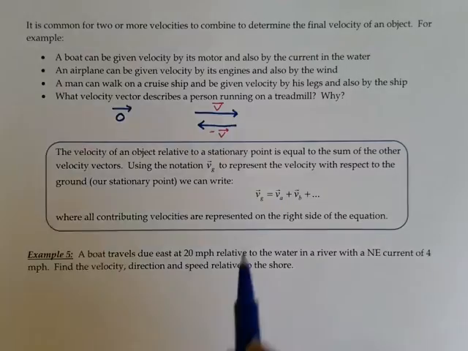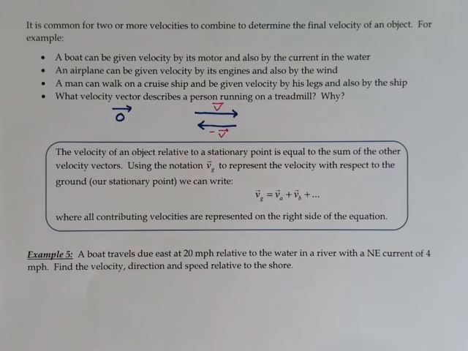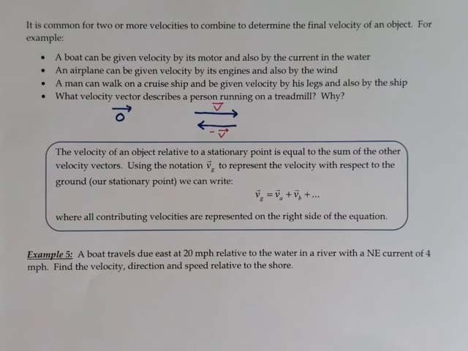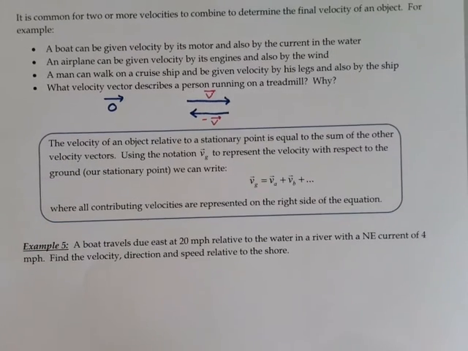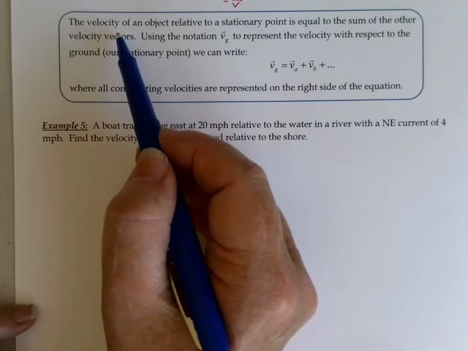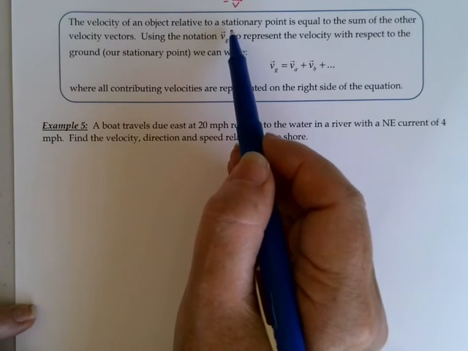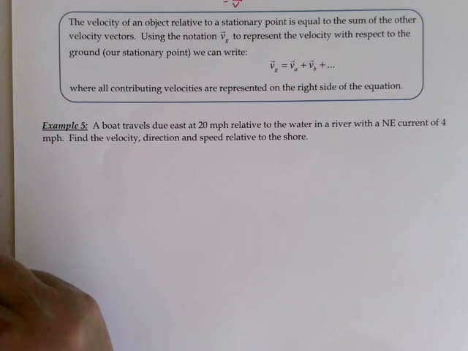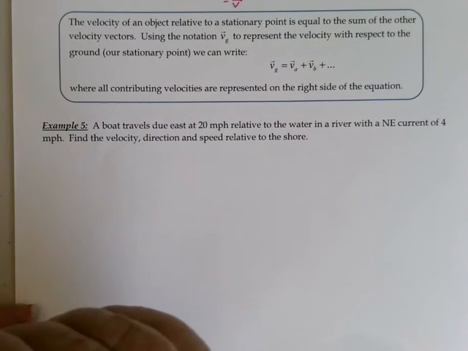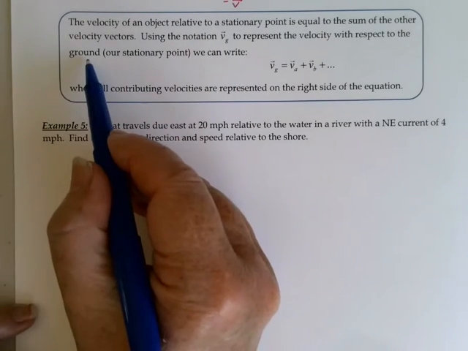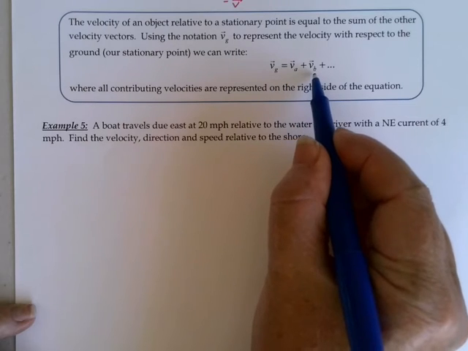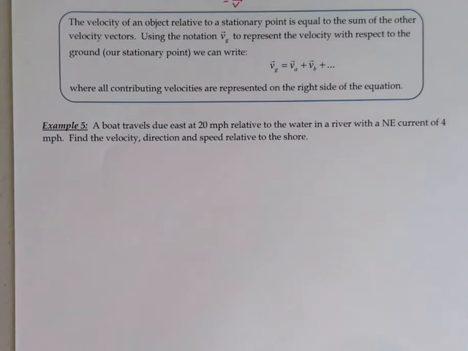All right. This gives us a clue, actually, as to how we'll generally go about solving those velocity problems. When we add all the parts of the velocity, that gives us our final velocity. To state that a little bit more clearly, the velocity of an object relative to a stationary point is equal to the sum of the other velocity vectors. We'll use Vg to represent the velocity with respect to the stationary point. The G just stands for the ground, something that's not moving. And Vg then is the sum of however many other velocity vectors are contributing to the motion.